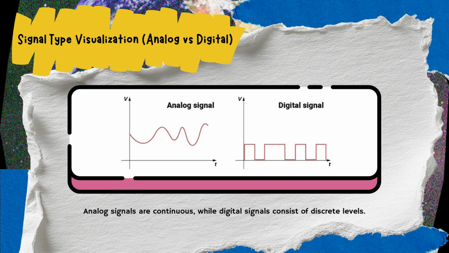In contrast, a digital signal consists of discrete amplitude levels, typically represented by binary values such as 0 and 1. Digital signals are more robust against noise and are widely used in modern communication systems, including computer, mobile network, and digital data transmission.